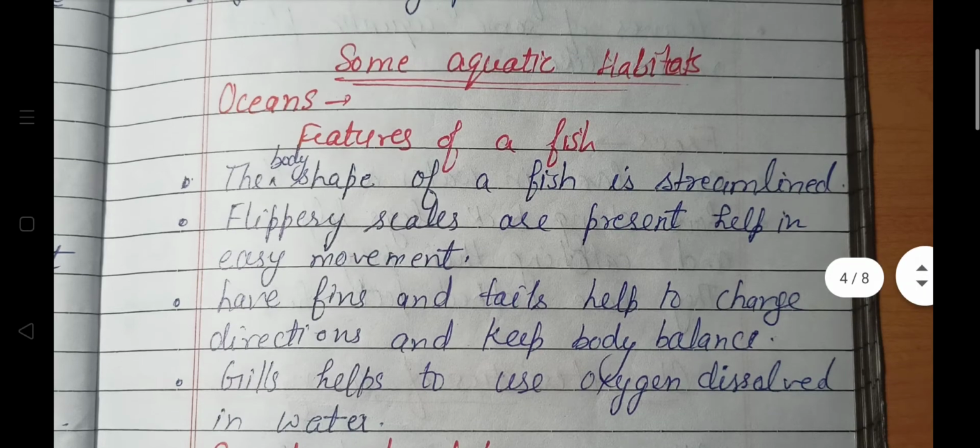Now we will do aquatic habitats. First, ocean. Features of a fish. The body shape of a fish is streamlined. Slippery scales are present, which help in easy movement. Fins and tails help to change directions and keep body balance. Gills help to use oxygen dissolved in water.